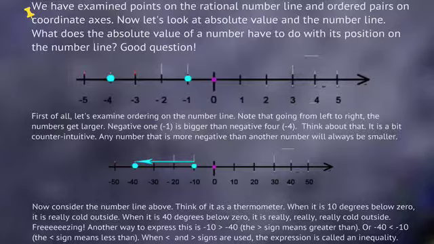Now consider the number line above. Think of it as a thermometer. When it is 10 degrees below 0, it is really cold outside. When it is 40 degrees below 0, it is really, really, really cold outside. Another way to express this is -10 is greater than -40, or -40 is less than -10. When the less than and greater than signs are used, the expression is called an inequality.